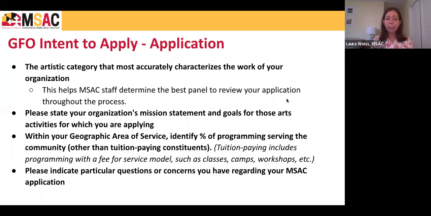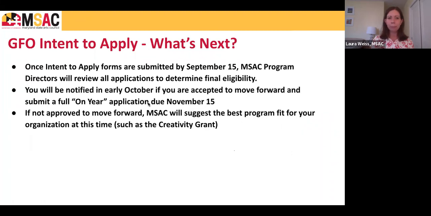And then finally, there's a section for you to indicate any questions or concerns that you have regarding your application. And that just helps us to be able to address those for you moving forward in the process. So that's really the content of the application itself. The applications are due on September the 15th. So you do need to submit those in Smart Simple by end of day on September the 15th.